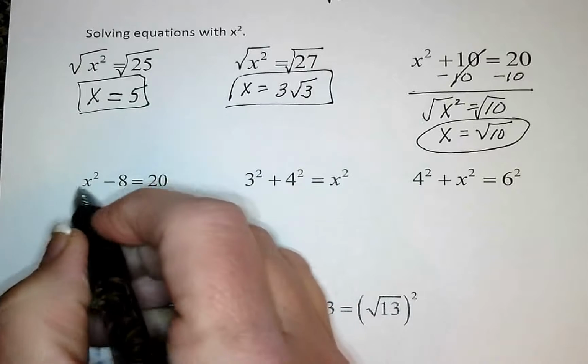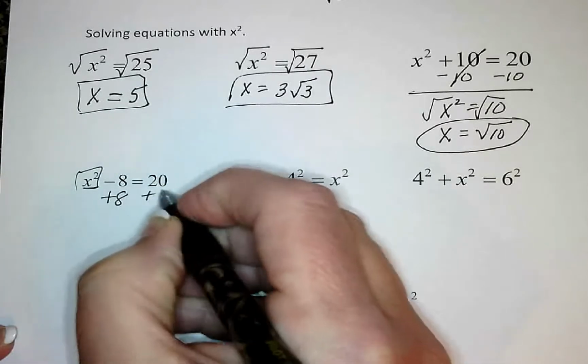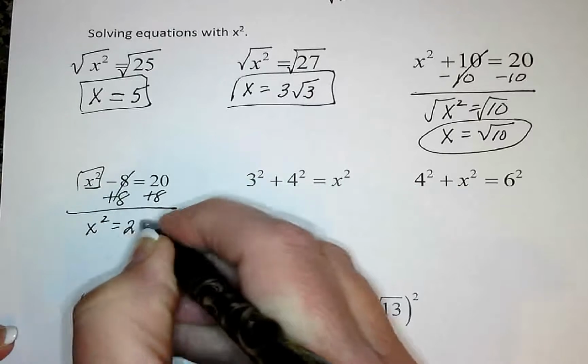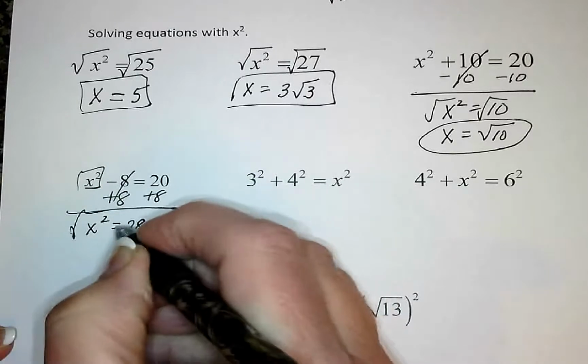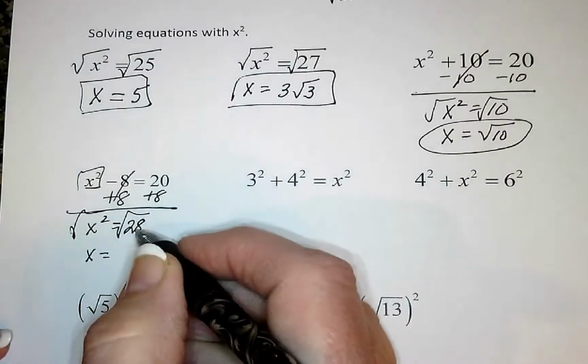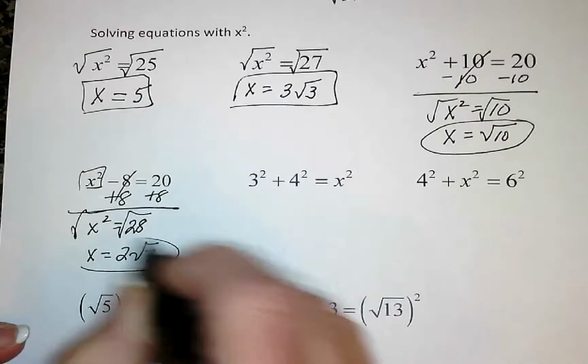Similar to the last one, we want to get this term by itself. So I'm going to get rid of the minus 8 by adding 8 to both sides. So x squared is going to equal 28. So x is going to equal the square root of 28, which can be simplified to 2 square root 7.